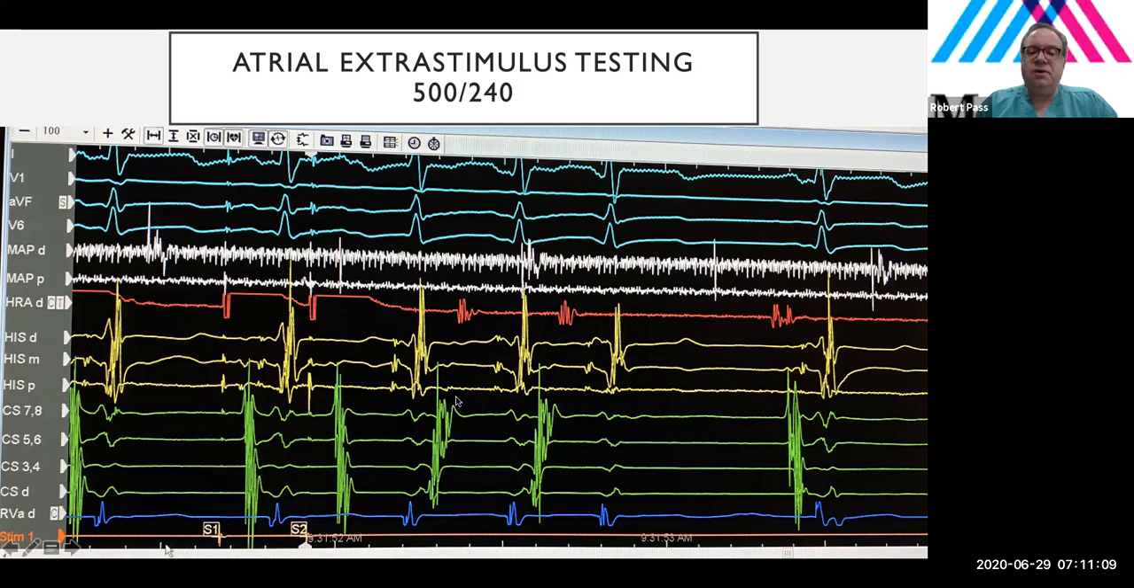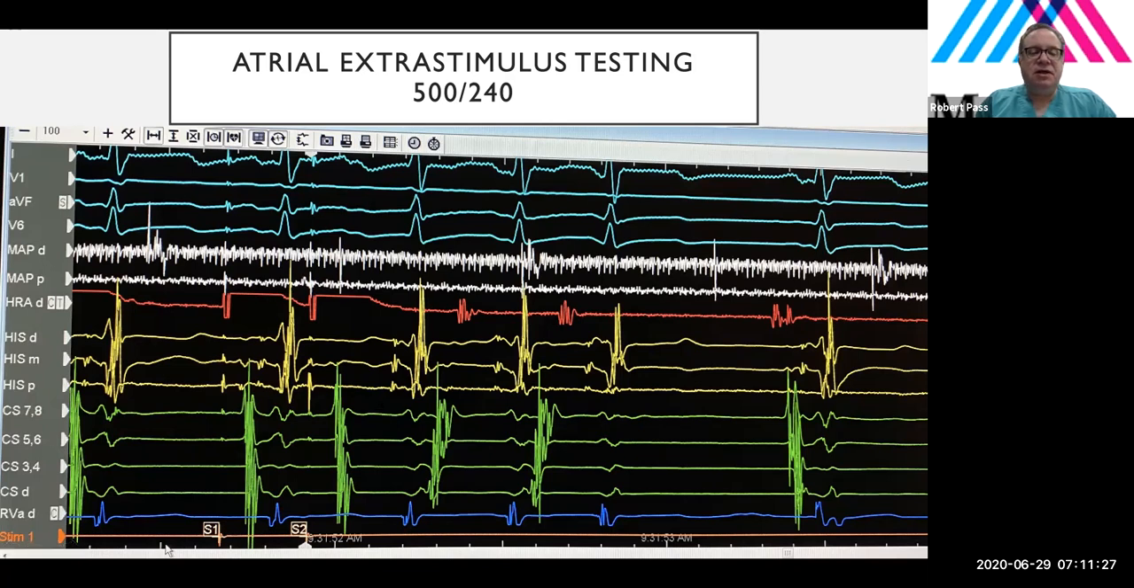That's right, because we go down the AV node, and then we try to go back up the pathway, and there is no conduction up the pathway. And it's important to remember, when we talk about reentrant tachycardias, we remember that there are three requirements for reentry.